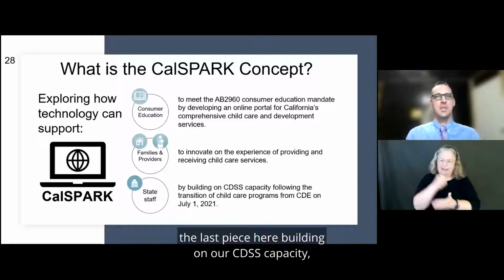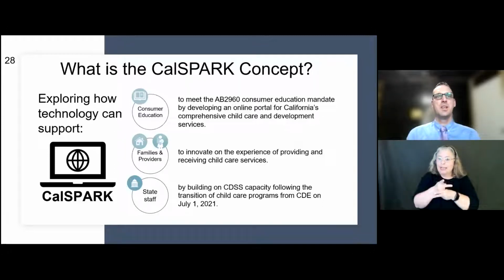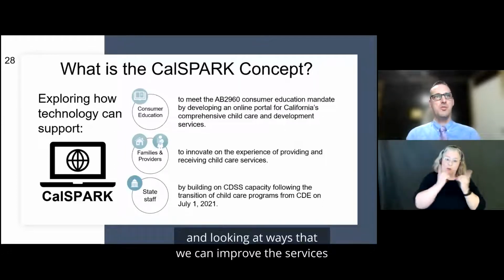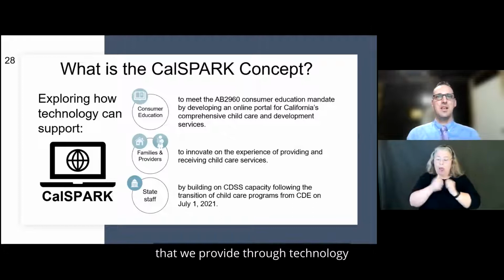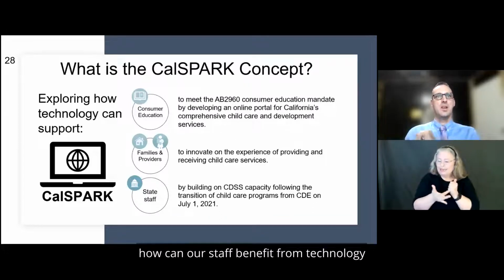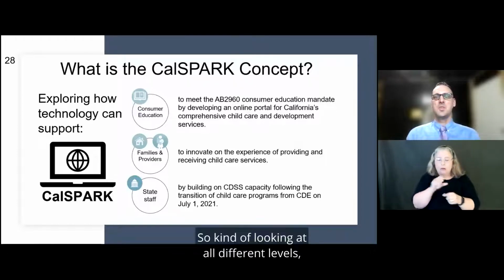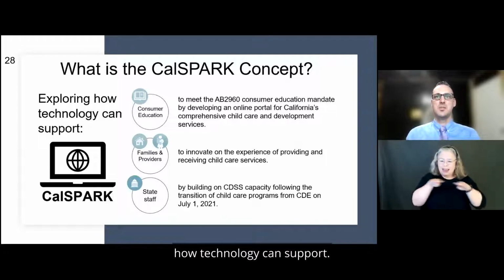And then of course, the last piece here is building on our CDSS capacity following the transition of childcare programs from the Department of Education, and looking at ways that we can improve the services that we provide through technology, and the things that we do internally. How can our staff benefit from technology to improve or speed up or raise the quality of services? So looking at all different levels, how technology can support.